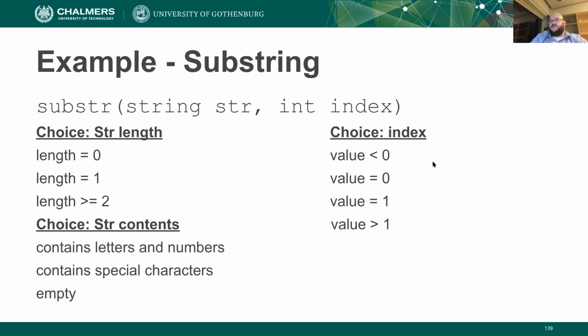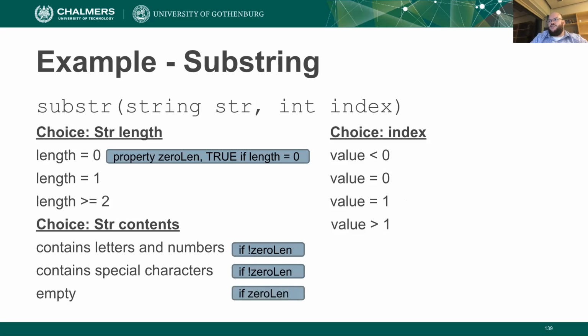So a test case specification would be one selection from each of these choices. So length equals 0, contains letters and numbers, and value less than 0 would be one specification. The total set would be 3 times 3 times 4, right? So 9 times 4 is, 36. Yeah, that should not have taken as long as it did, right? So we won't write 36 test cases. Let's constrain this down a little bit.